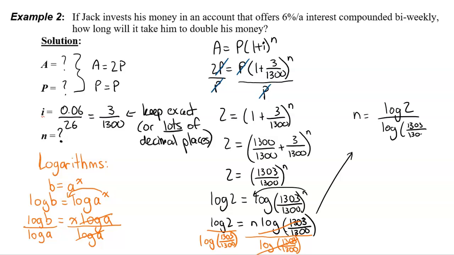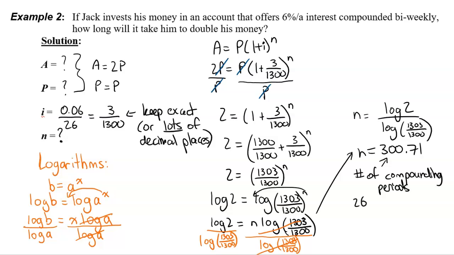I can type that in my calculator, making sure I put the 1,303 over 1,300 in brackets, and I get an answer of 300.71. Now we have to round that up to the next compounding period, because we can't get a partial compounding period. Don't get any interest paid during that time. So that means there are 301 compounding periods total. But remember, there are 26 periods per year because it's compounded bi-weekly.